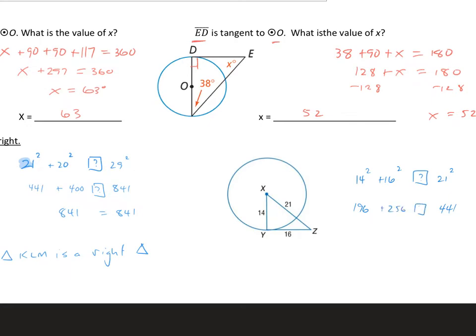Again, when we add them up, do they equal 441? And this is 452. 452 is greater than 441. So no, triangle XYZ is not a right triangle. If you wanted to be specific, we would say that triangle XYZ is acute. And again, that's just recalling what we know from a previous chapter.